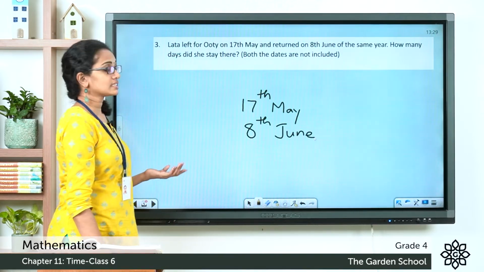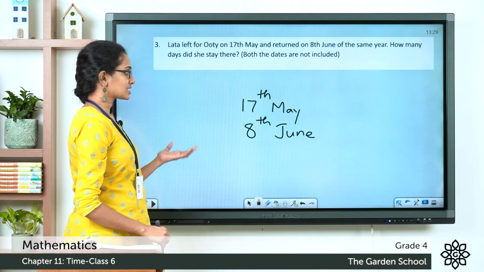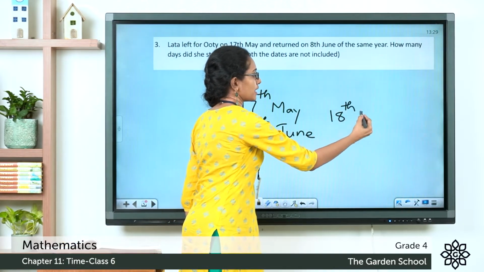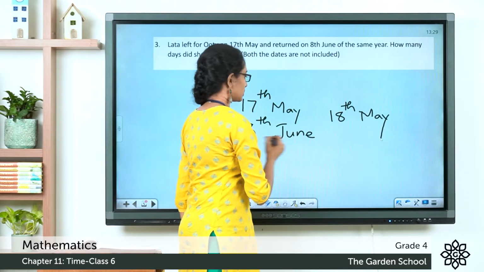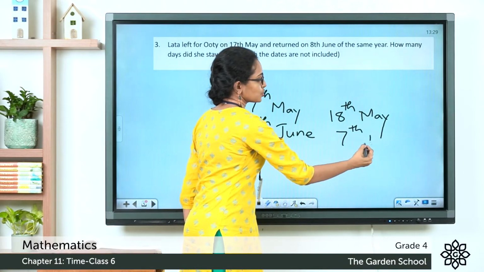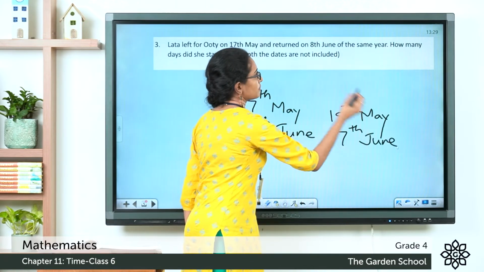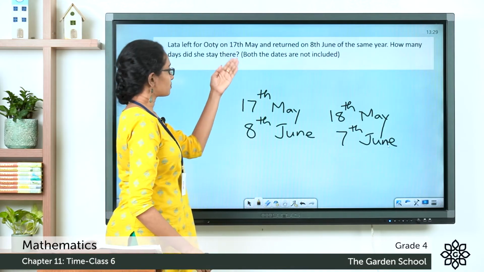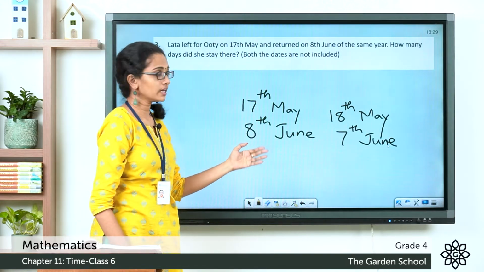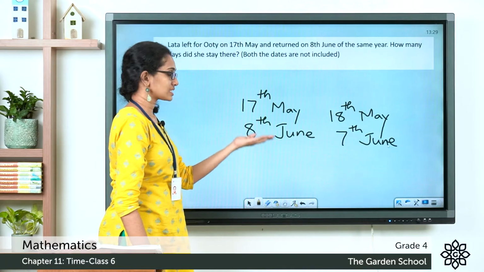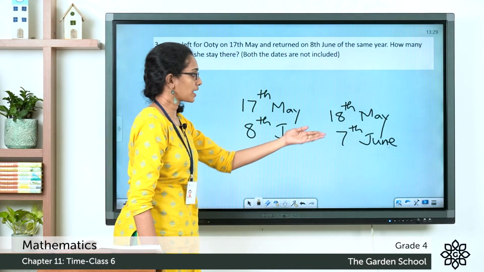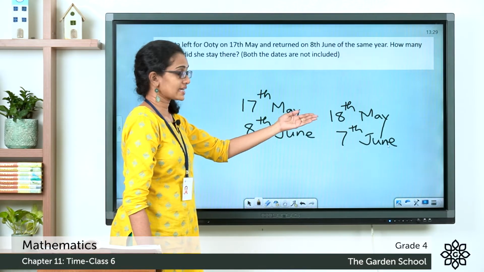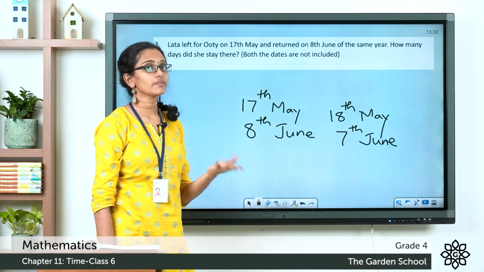So how many days did she stay in Ooty? So she stayed in Ooty from the 18th of May to the 7th of June, right? See, it is mentioned in the question that both the dates, the 17th of May and 8th of June, are not included in her stay in Ooty. So she stayed in Ooty from the 18th of May to the 7th of June. Now how many days are there from 18th May to 7th June? How do we calculate that?